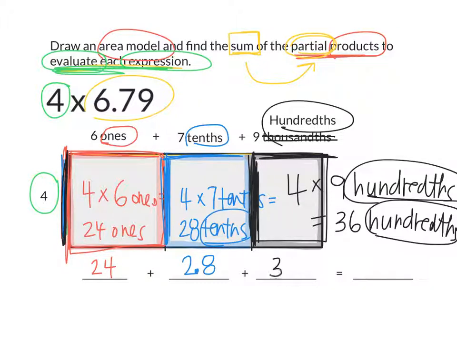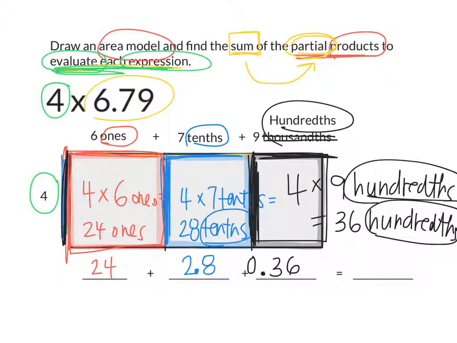So I can write 36, and now I know I need the 6 to be in what place value? Hundredths. So I know the decimal point needs to go right here for the 6 to be in the hundredths place. Down here, the 24, the 2.8, and the 0.36 are all partial products because they're part of the whole product. In order to find the whole product, I have to add up the red part plus the blue part plus the black part to get the area of the whole rectangle.